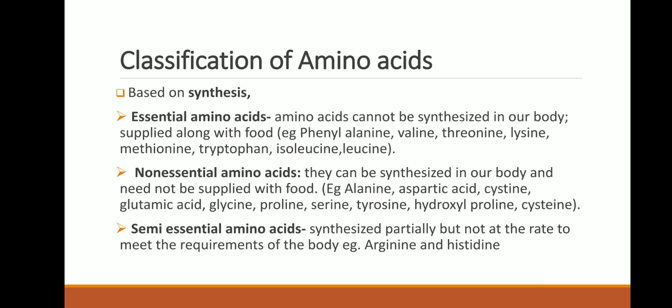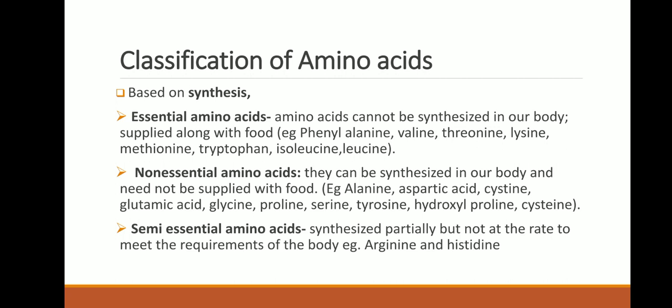Essential amino acids are not synthesized in our body, so we must supply them through food. That must be supplied through our food. These amino acids are needed for our growth and development, but they are not synthesized in our body. That should be supplied along with the food. So these type of amino acids are called essential amino acids. Examples: phenylalanine, valine, threonine, lysine, methionine, tryptophan, isoleucine and leucine. Actually, not just examples: among the total 23 amino acids, only these are the essential amino acids.